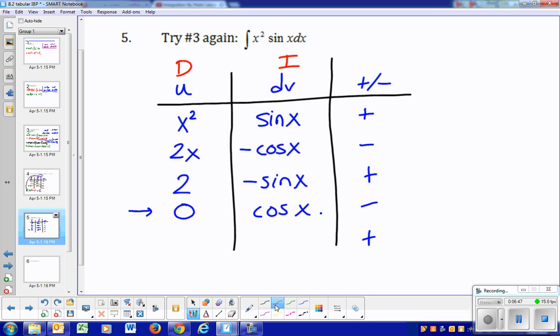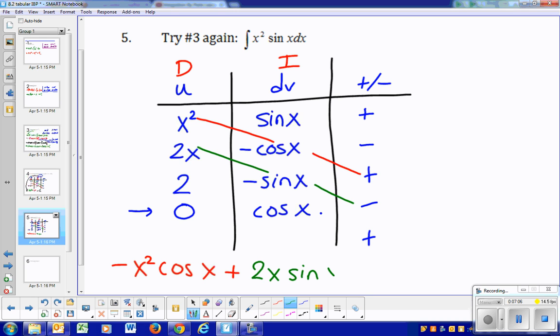All right, now we do diagonals. We go right through here and multiply those together, and we get negative x squared cosine of x. Our next diagonal gives us positive 2x sine of x. And our next diagonal gives us positive 2 cosine of x. If we did another diagonal, it would zero out. So this is time to write plus C. Compare that to problem 3. We got the same answer, but I do think this is easier. It doesn't maybe show the math quite as much, but sometimes a gimmick is a nice thing.